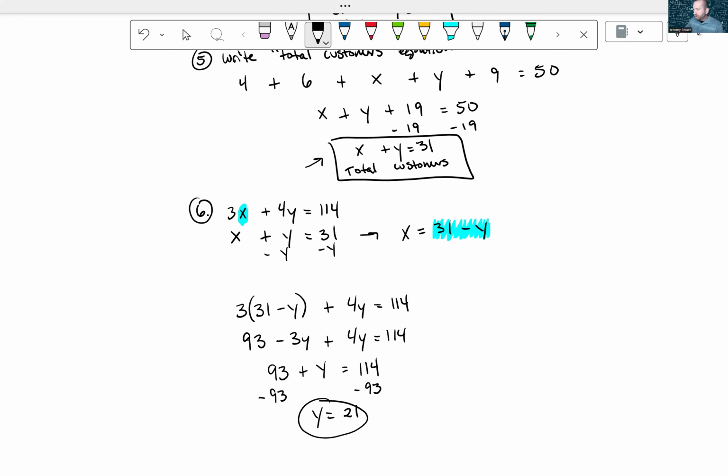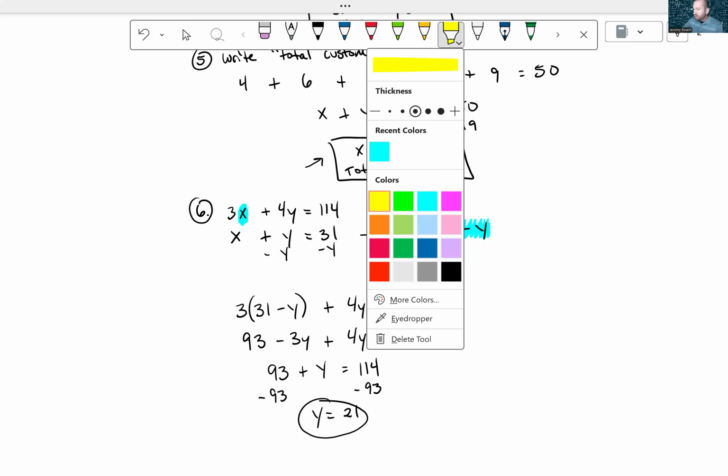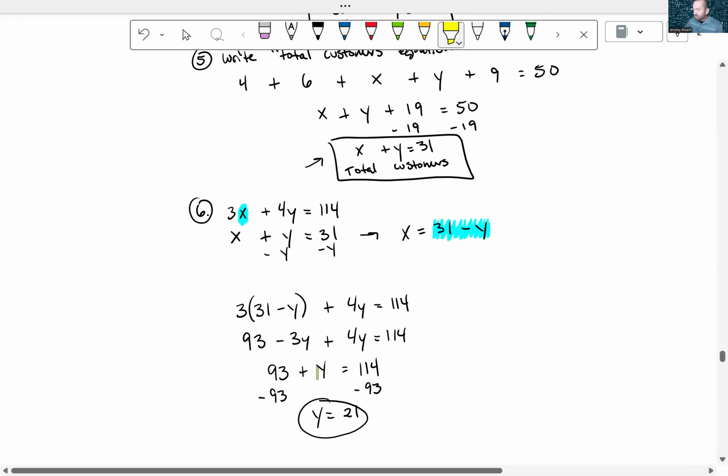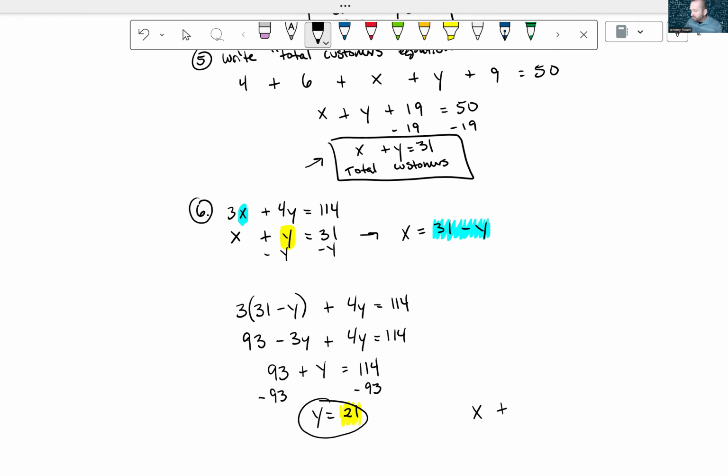Now that we have y is 21, we're just going to plug that back into either equation, top or bottom. And this is probably a review for you, but we're just going over this anyway. So we can plug it into this equation. That's probably the easiest one to substitute that back into. And so now that would be x plus 21 equals 31. Subtract 21 from both sides, and we get x equals 10.